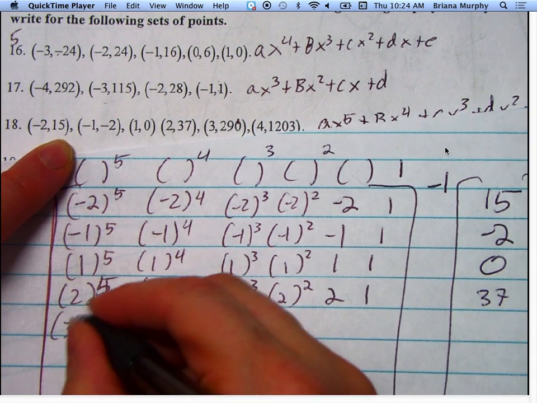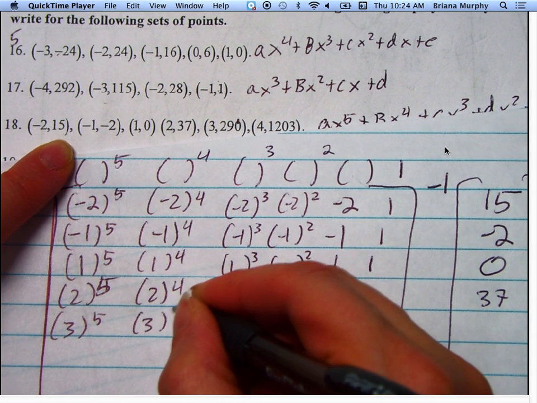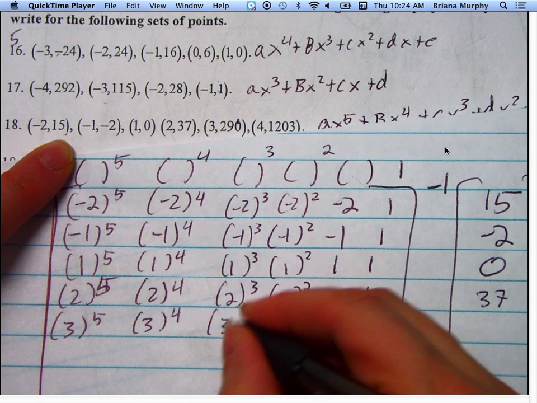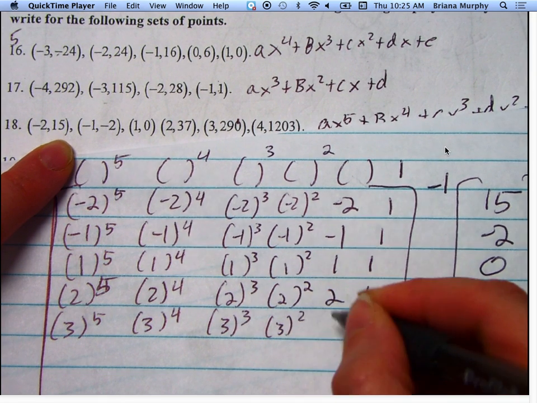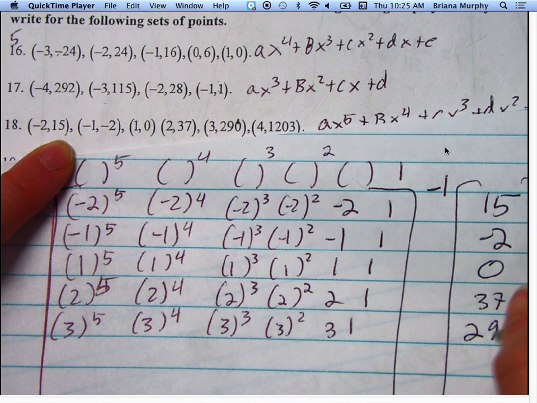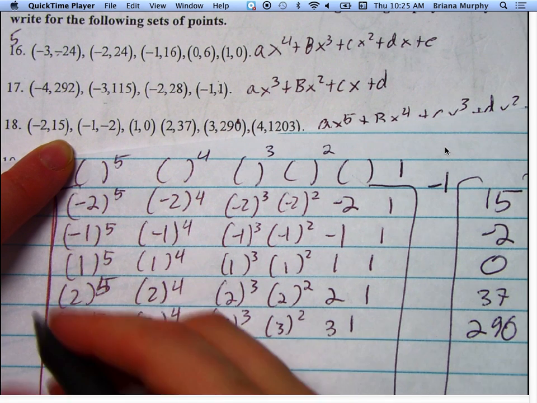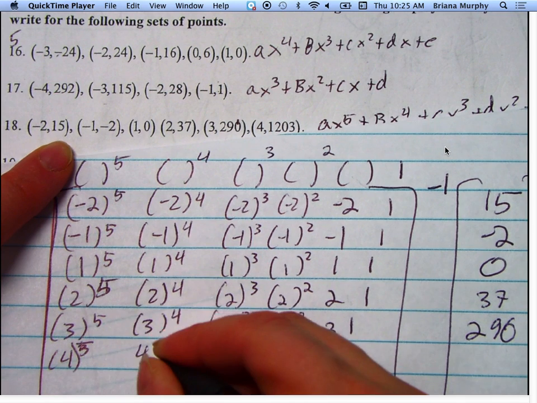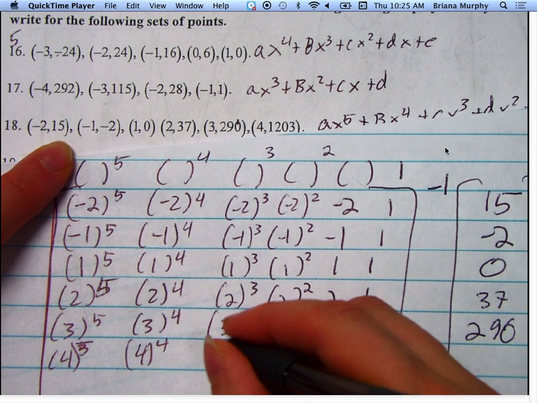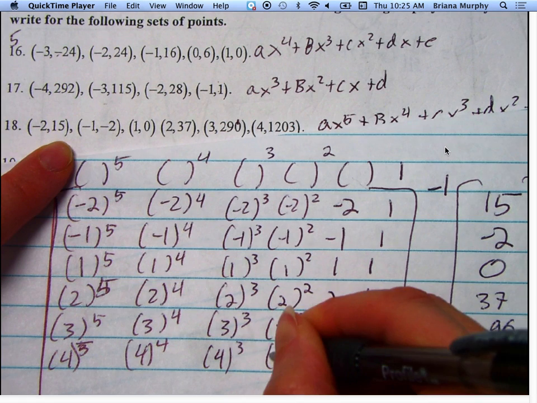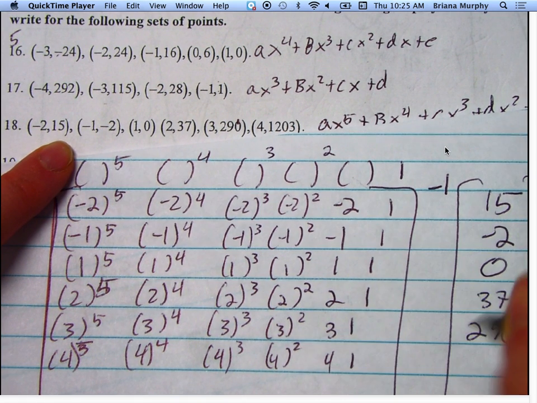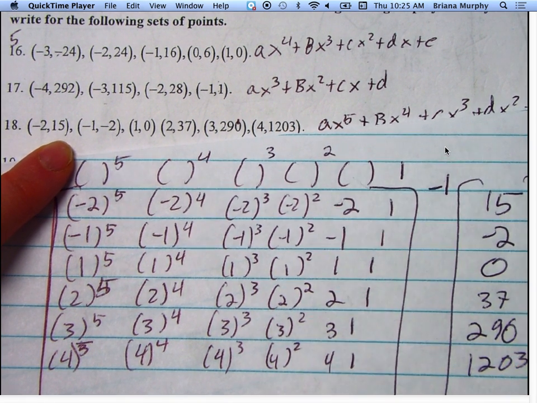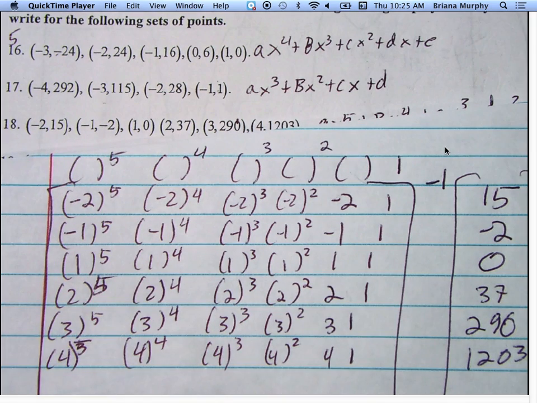And then I'm doing 3 to the 5th, 3 to the 4th. Man, this gets old after a while, huh? 3 cubed, 3 squared, 3, and 1, and it's 290. And last one, 4 to the 5th, 4 to the 4th, 4 to the 3rd, 4 squared, 4, 1, and 1,203. Okay, then I'm going to put this in my calculator. It is a 6x6 matrices.